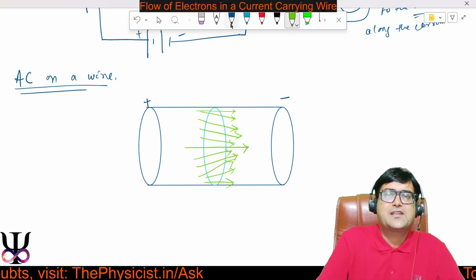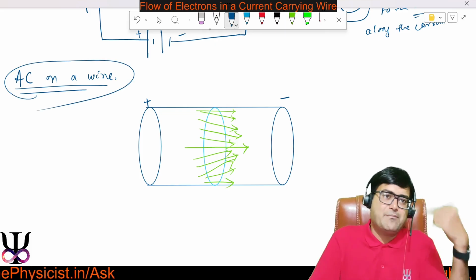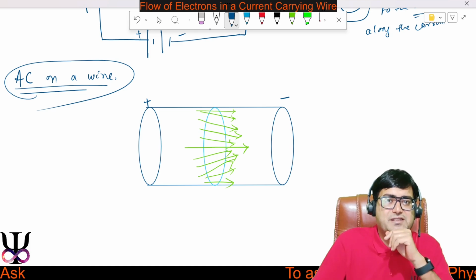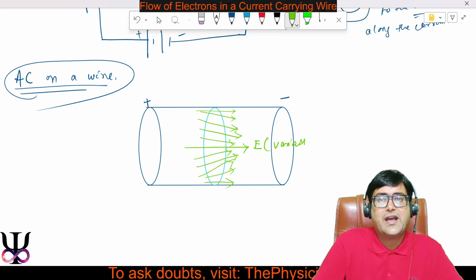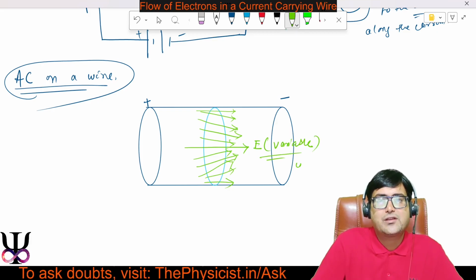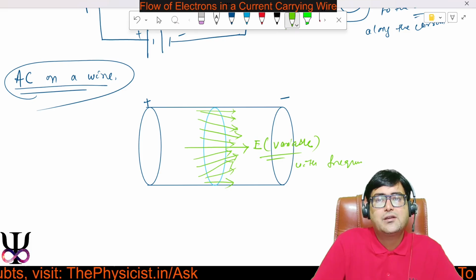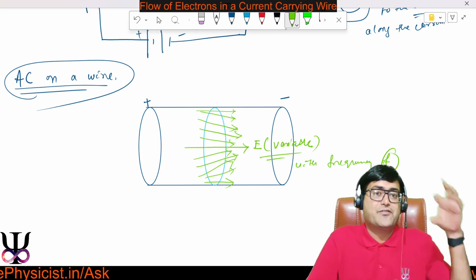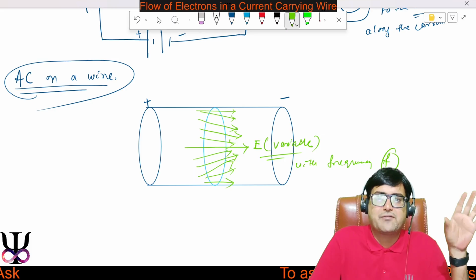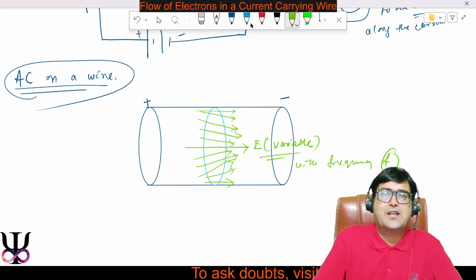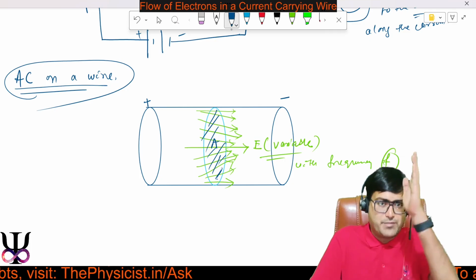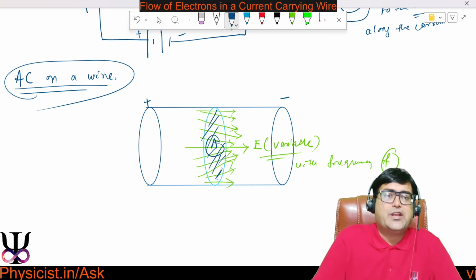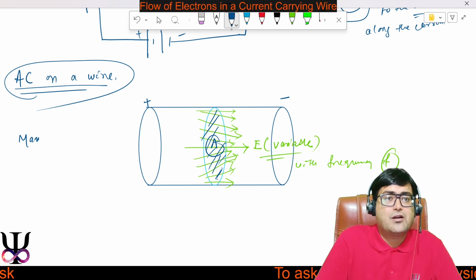What if there is an AC? When there is an AC, the EMF changes, and as the EMF changes, the electric field changes. Now the electric field E is a variable, with frequency F. Whatever is the frequency of the AC supply, the electric field will also have the same frequency. Now understand, if the area of cross section of this particular segment is A, you know Maxwell's law.